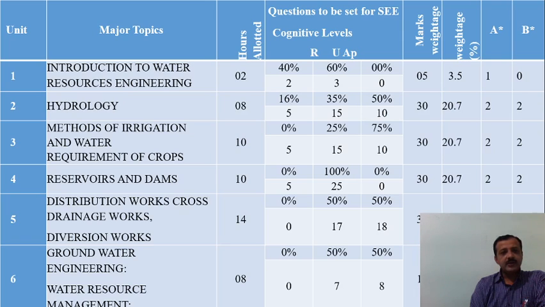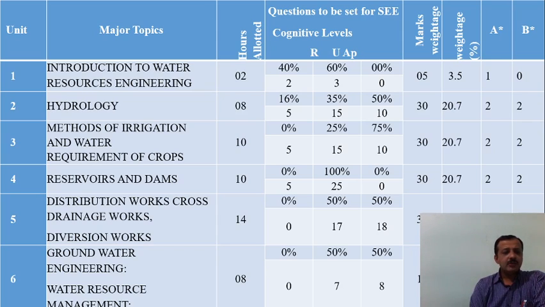The first unit is on introduction to water resource engineering. Here you have 5 marks, and the 5 marks question will be asked. Here I have classified it into 2 parts, A and B. In section A all are 5 marks questions, in section B all are 10 marks questions. So for introduction to water resource engineering you will be getting one 5 marks question, and it is divided into 2 sections. Hydrology is another part. It is divided into 8 sections and comes under unit 2.